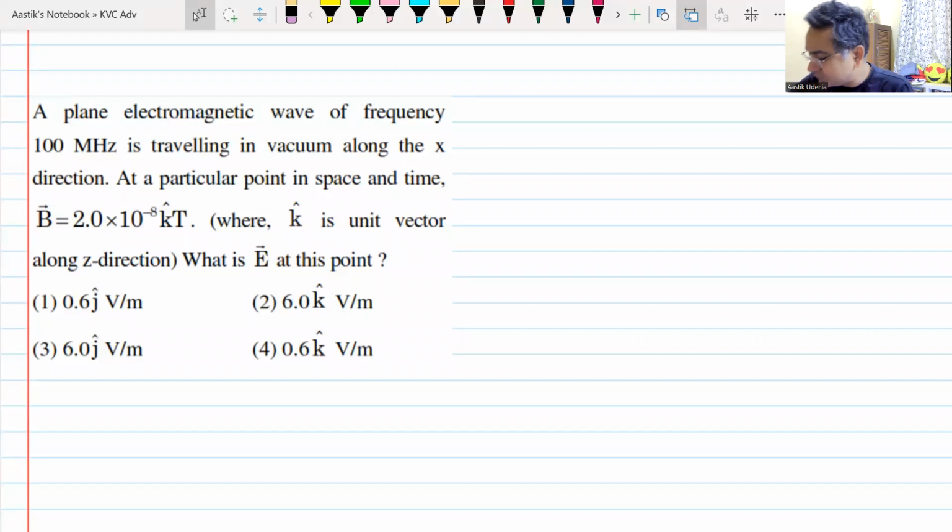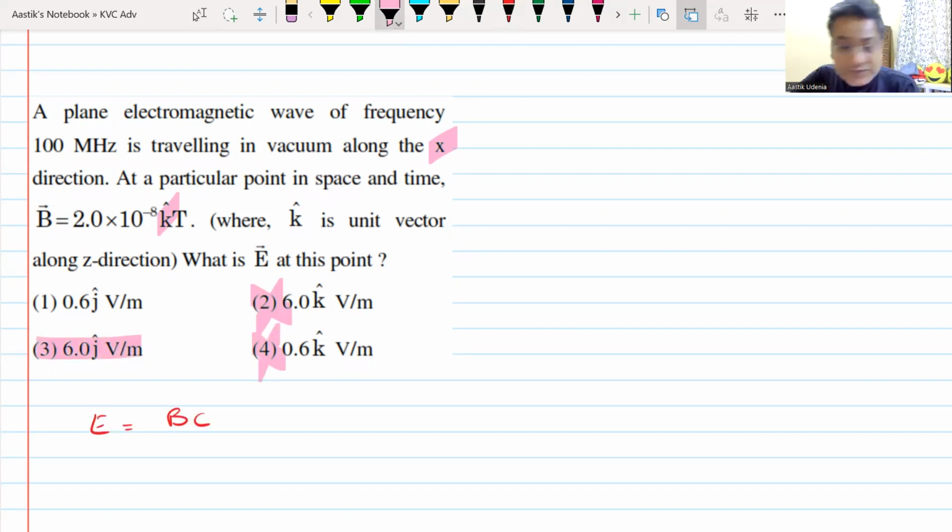So it has to be in the direction, this is in the direction of K, this is in the direction of X, so it has to be in the direction of J. So this and this goes away, and to find out the magnitude of electric field E, that will be equal to B multiplied by C. So it is as simple as it gets, and the option is this one.